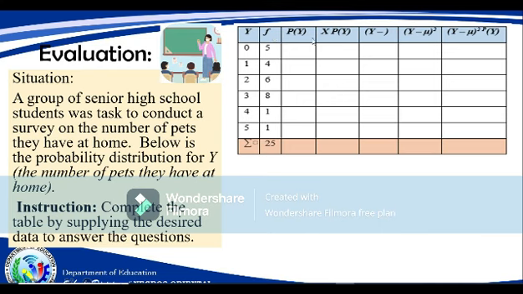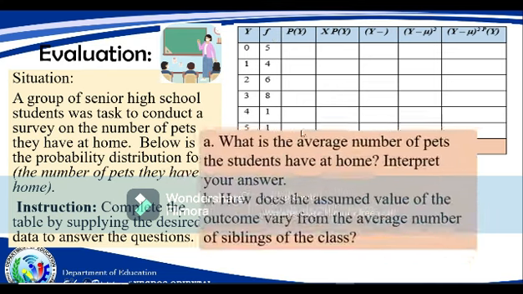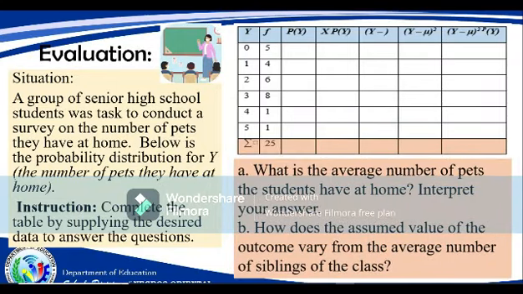Okay, then you are going to continue or complete this table, and you are going to answer the following questions. What is the average number of pets the students have at home? Interpret your answer. Again, what is the average number of pets the students have at home? Then interpret your answer. Now, letter B.